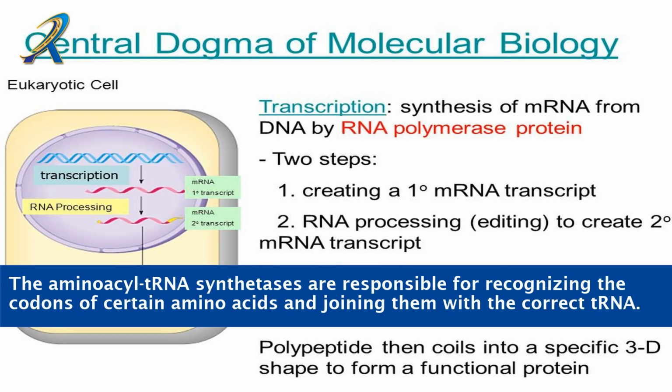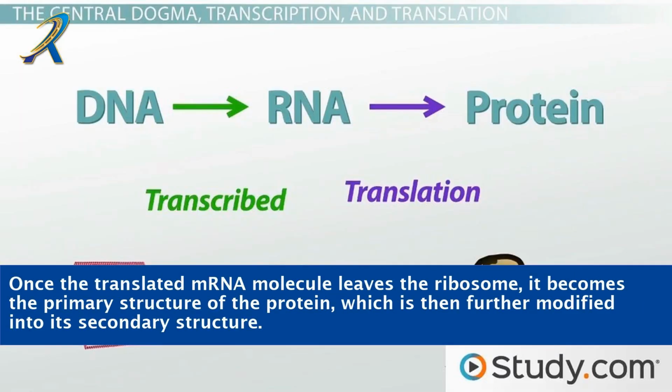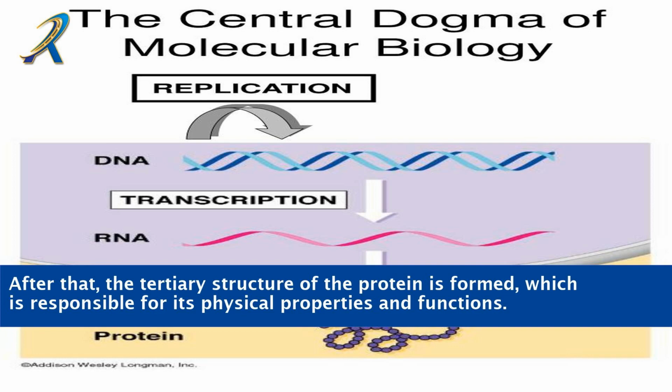The amino acyltransferase synthetases are responsible for recognizing the codons of certain amino acids and joining them with the correct tRNA. Once the translated mRNA molecule leaves the ribosome, it becomes the primary structure of the protein, which is then further modified into its secondary structure. After that, the tertiary structure of the protein is formed, which is responsible for its physical properties and functions.